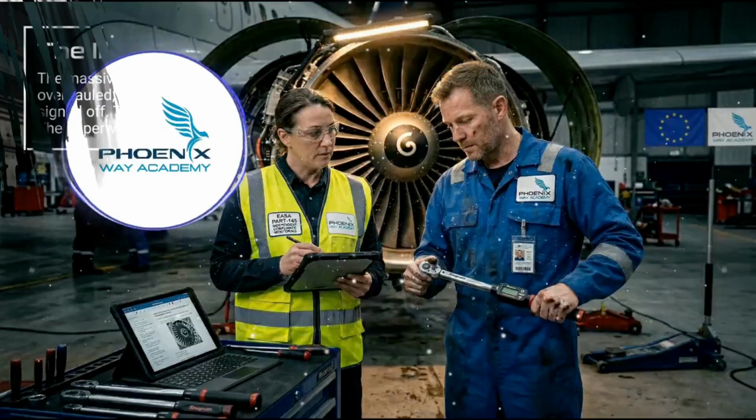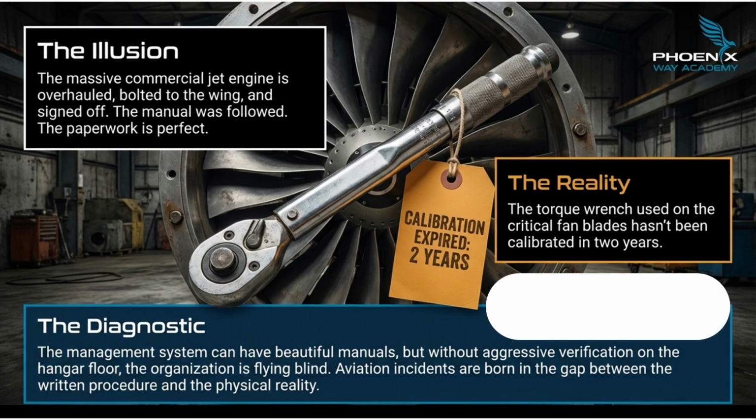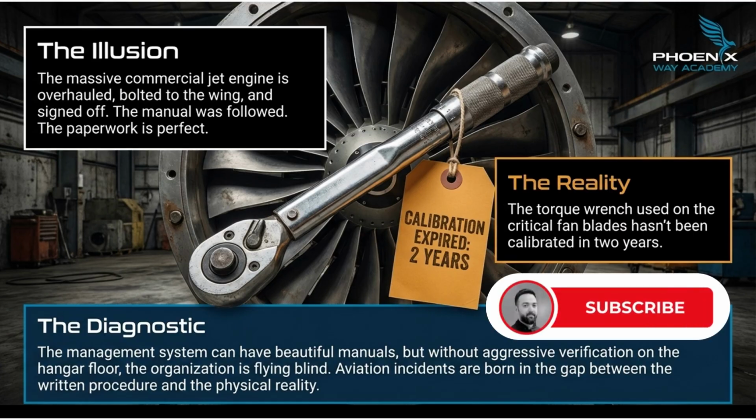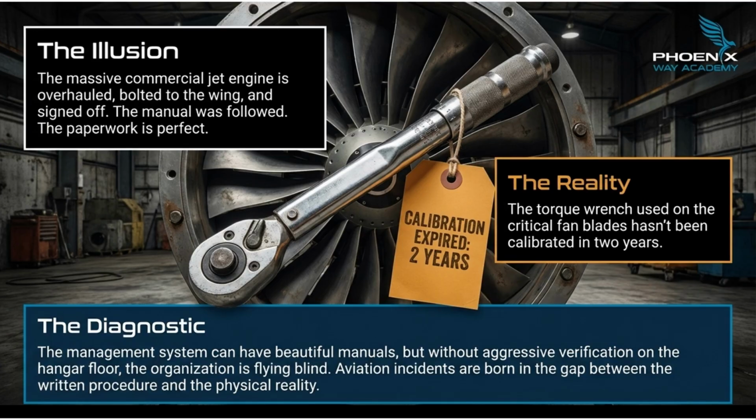Yeah, and before we really get into the heavy regulatory text today, I want you to just imagine a scenario. Okay, setting the stage. So you just signed off on this massive, perfectly overhauled commercial jet engine. It's bolted to the wing, ready for hundreds of passengers. High stakes. Exactly. Then, like a month later, you find out the torque wrench used to tighten the critical fan blades, well, it hadn't been calibrated in 2 years.